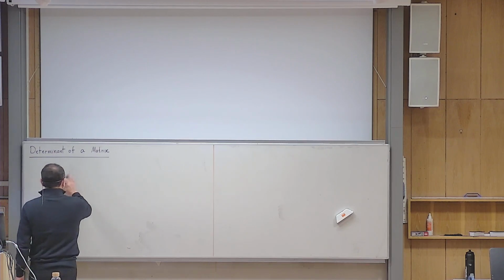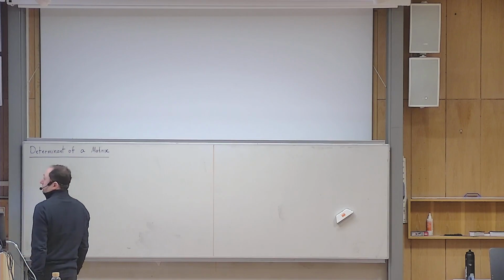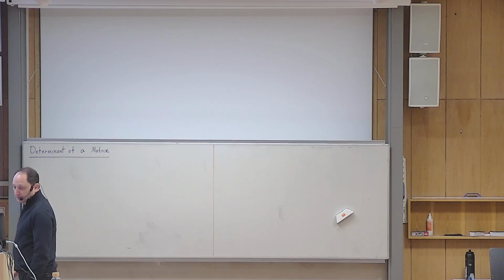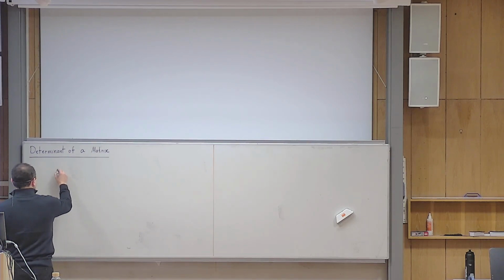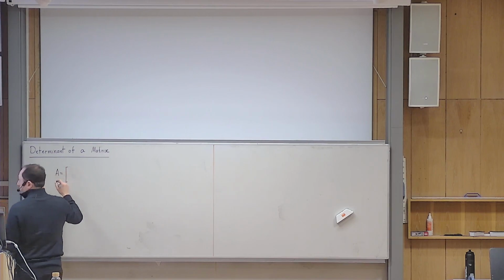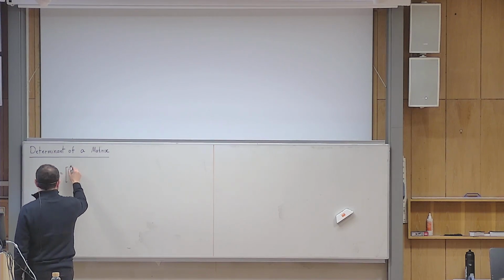So let me just write this example, first example, as you see here. A is the matrix 1, 3, minus 4, and 5.